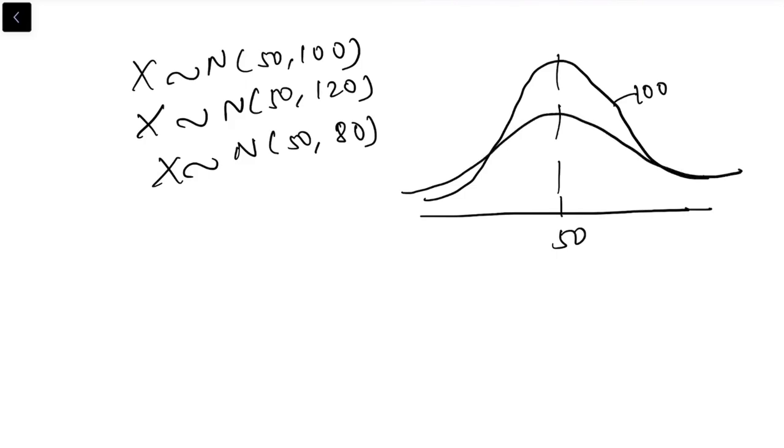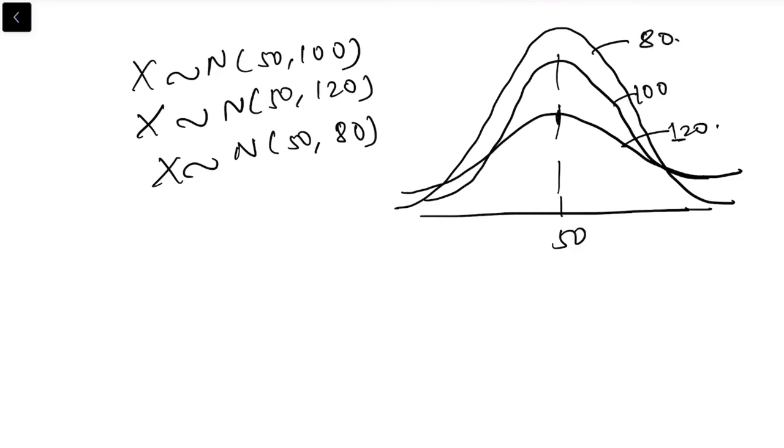All right, so this is again 50, the mean is 50, but the variance is 120. And if we decrease the variance, then this will become narrower. Okay, so the graph will be something like this for the variance 80. All right, so this is how the position and the shape changes by changing the mean and the variance of normal distribution.